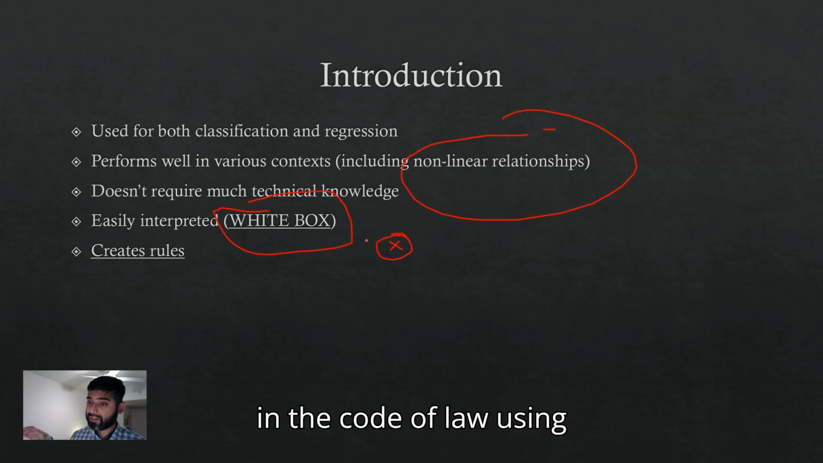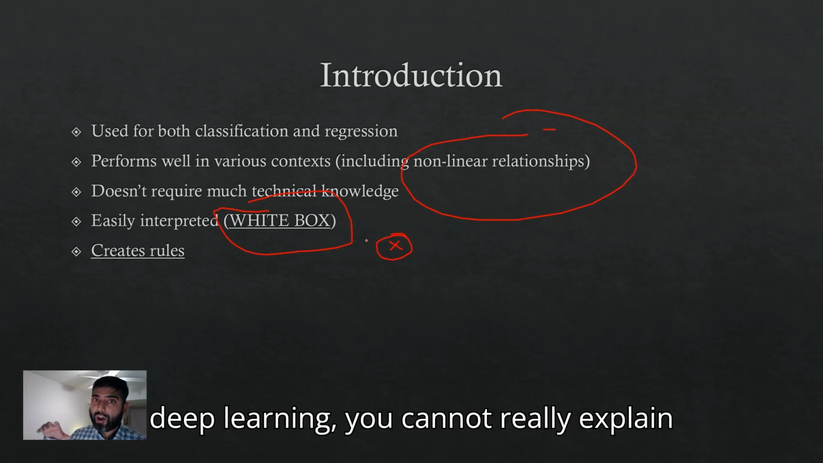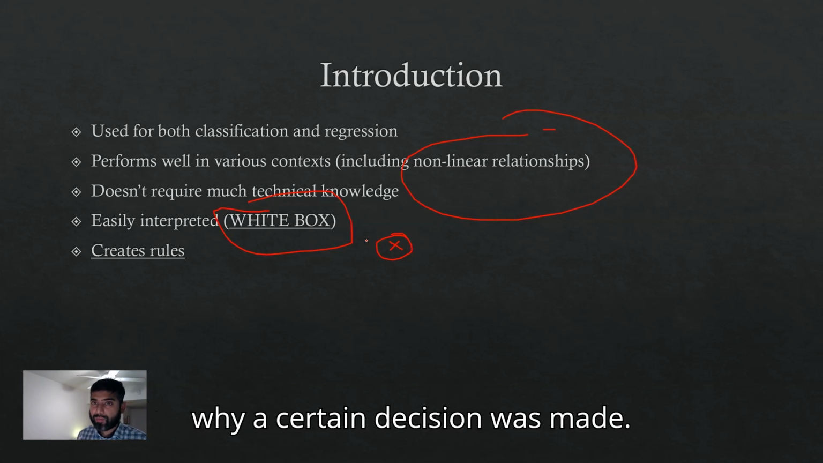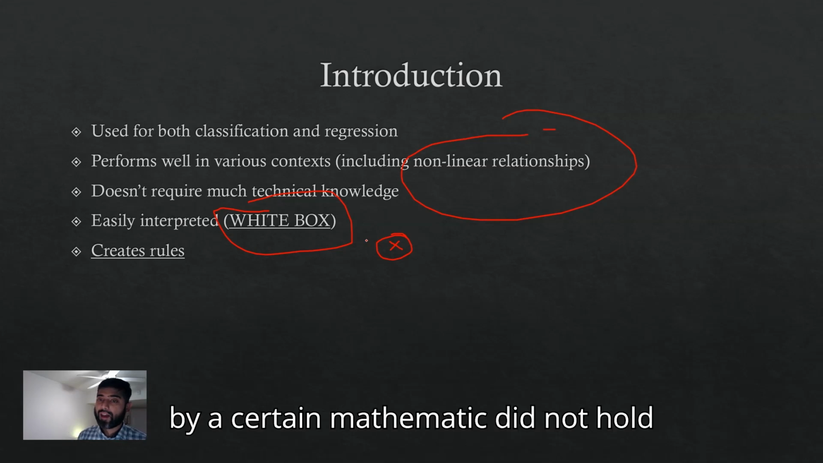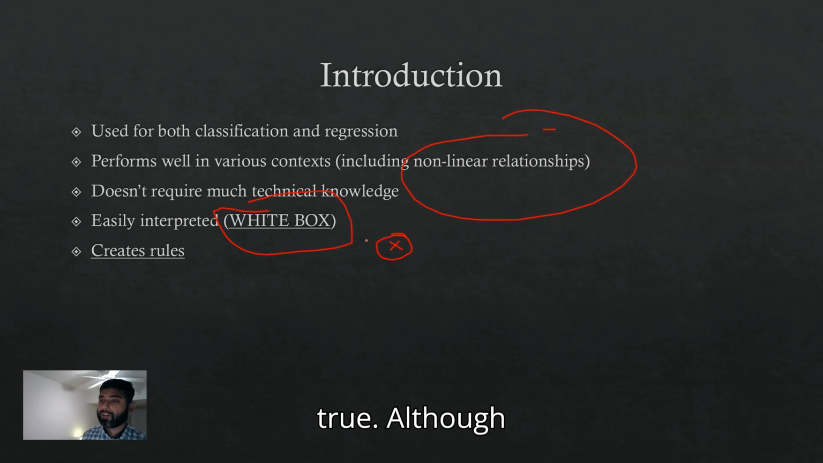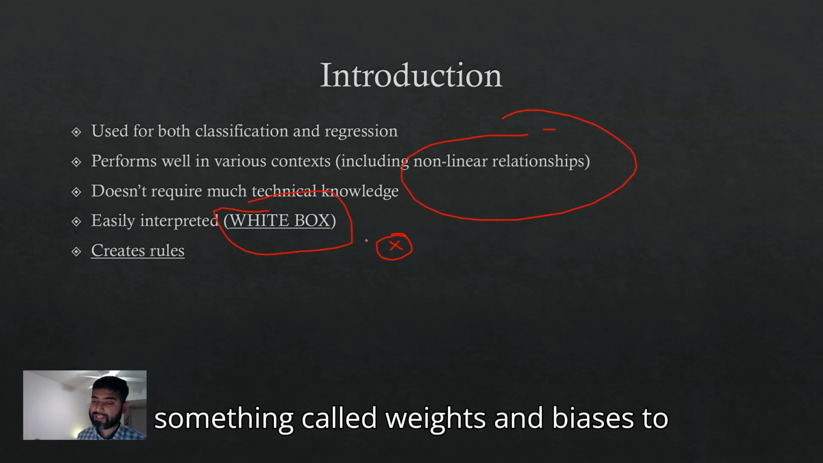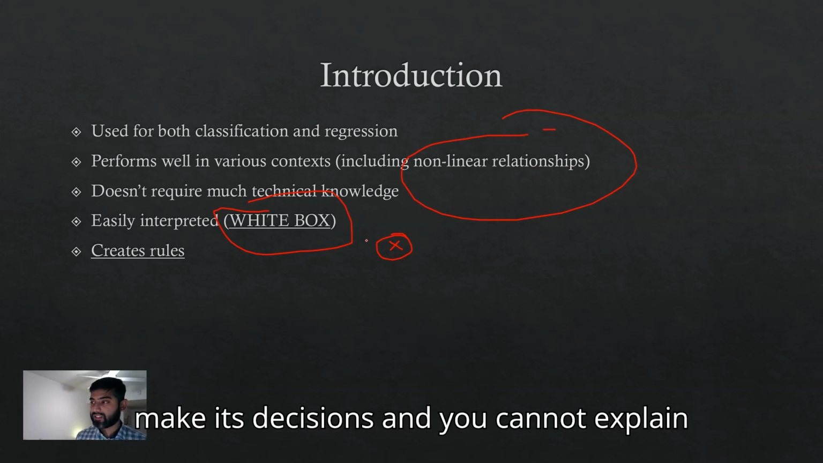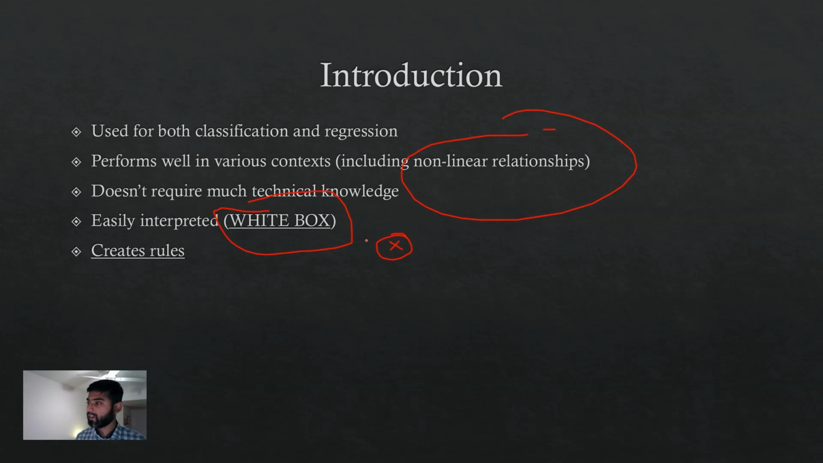Unlike ChatGPT, which uses deep learning, you cannot really explain why a certain decision was made, why a certain language was used, why a certain math answer did not hold true, or why it even held true, because it uses something called weights and biases to make its decisions. And you cannot explain those weights and biases.